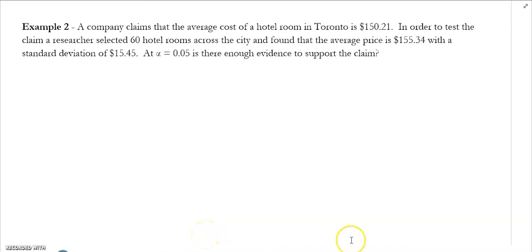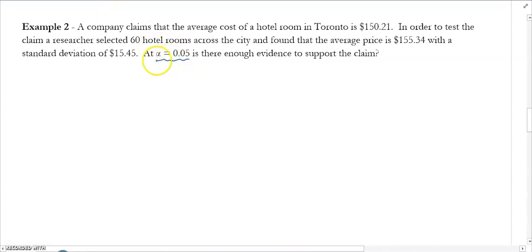In the second example, it says a company claims that the average cost of a hotel room in Toronto is $150.21. In order to test the claim, a researcher selected 60 hotel rooms across the city and found that the average price is $155.34, with a standard deviation of $15.45. At alpha equal to 0.05, is there enough evidence to support the claim?